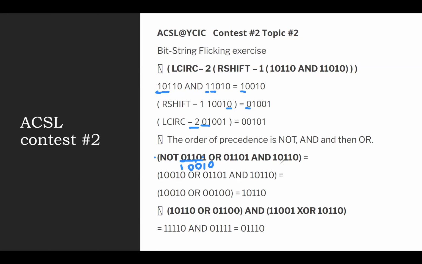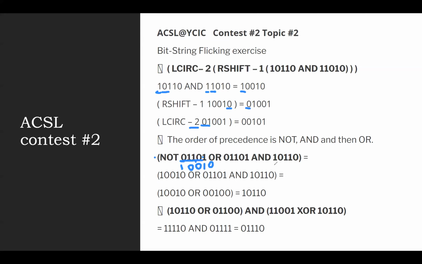So AND, remember that if both values are 1, then it's 1, but if only one value is 1, then it's 0, and if both values are 0, then it's 0. So we have 0, 1, 1, 0, 1, and 1, 0, 1, 1, 0.